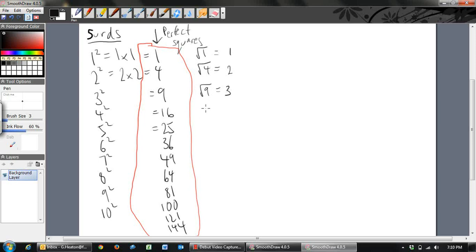9, what's the square root of 9? It's 3, because it's 3 times 3. What's the square root of 16? 4, etc, etc. So that's what we're talking about. The square root of 121 is 11. It's the opposite. Instead of going in that direction, we're now going in the opposite direction. Okay, and so that's what we're talking about with perfect squares and square roots.